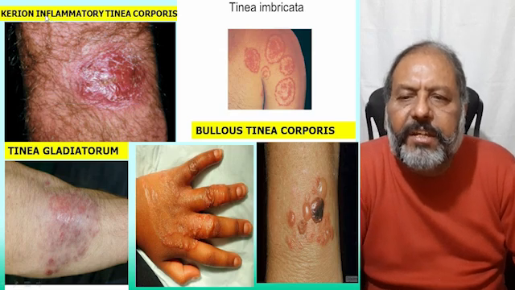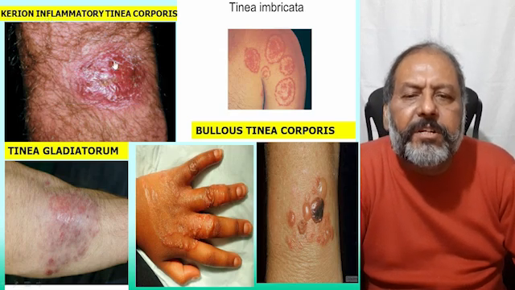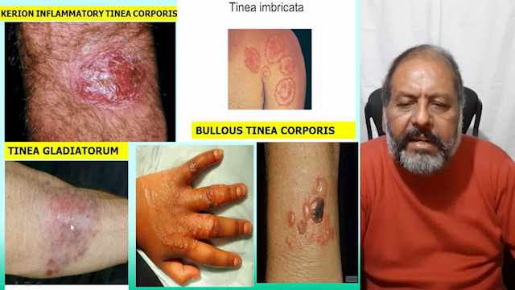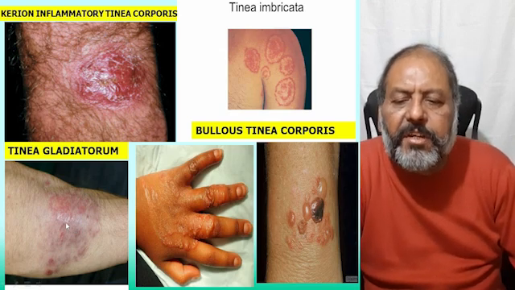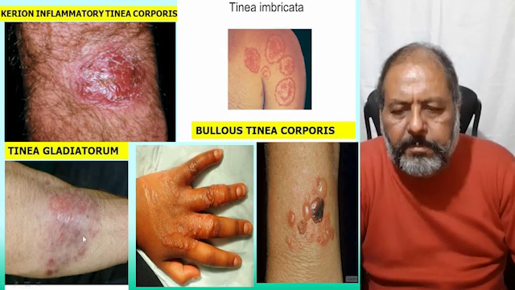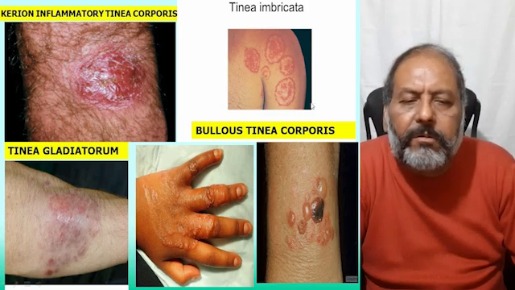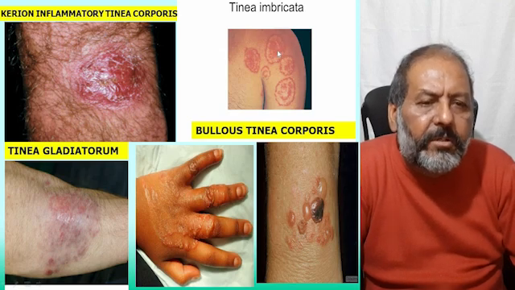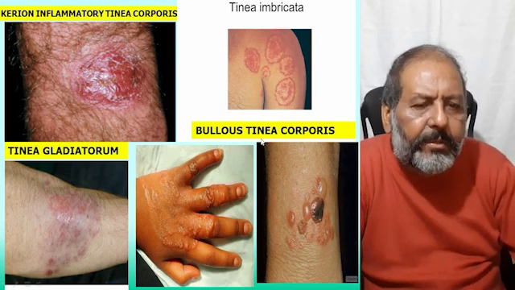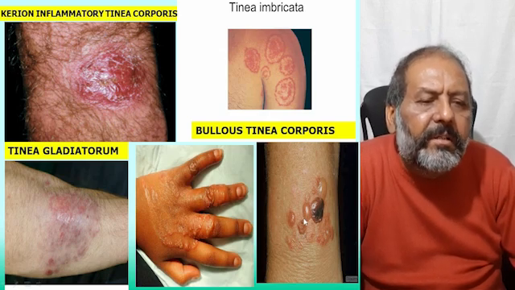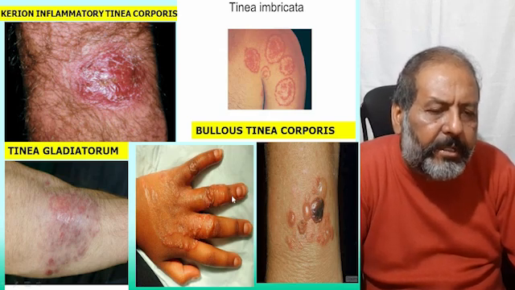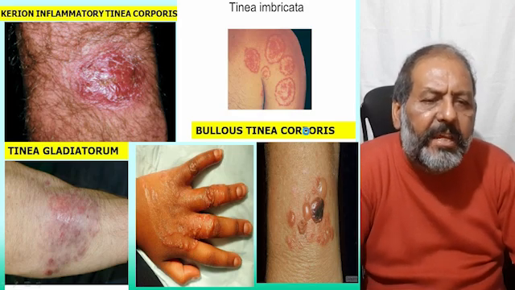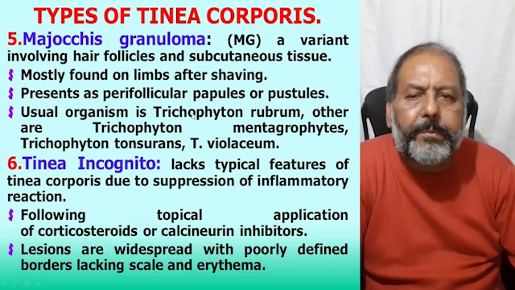So here one can see the kerion, the inflammatory Tinea corporis, very intense and it is involving the hair follicle also. And here is Tinea gladiatorum, which is seen in athletes and martial arts people because of the skin to skin contact and having the lesion. This is Tinea imbricata, as one can see the large lesions, large size rings, and here is the bullous Tinea corporis, as one can see the bullae, and here also on the fingers one can appreciate the bullae. So the name is bullous Tinea corporis.